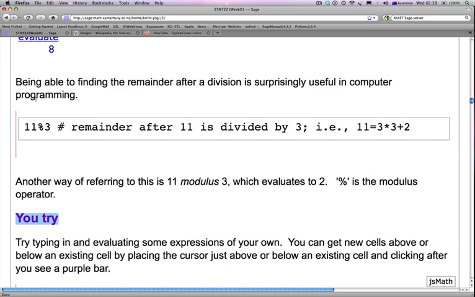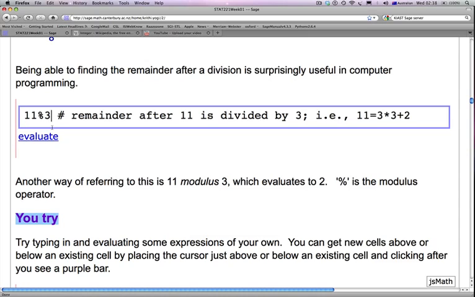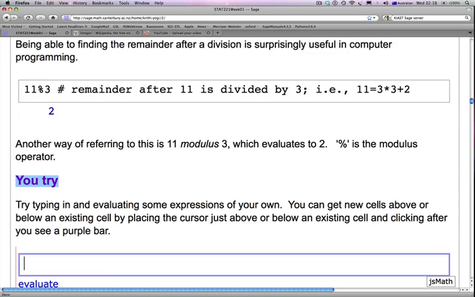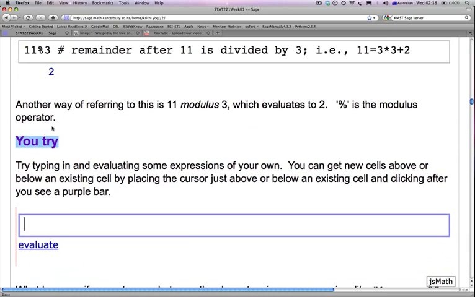Now, being able to find the remainder after division is surprisingly useful in computer programming and Monte Carlo methods in particular, and the remainder is obtained by using the percentage symbol. So the remainder after 11 is divided by 3 is 2, because 3 3s are 9, and 11 minus 9 is 2. Another way of referring to this is 11 modulus 3, which evaluates to 2. So the percentage sign is called the modulus operator.